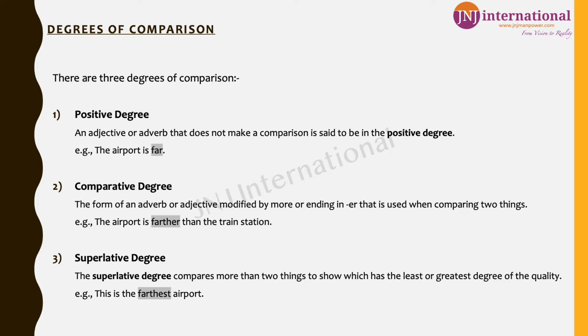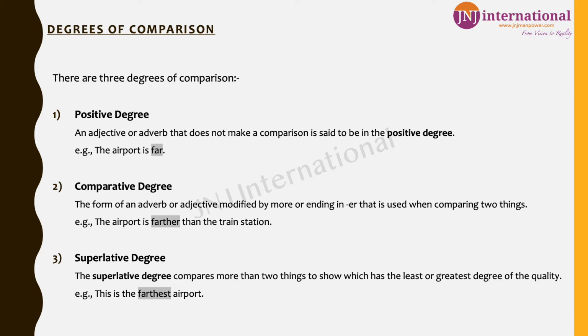The second one is comparative degree. It is a form of an adverb or adjective modified by the word more or the word ending in er, and is used when comparing two things. Example, the airport is farther than the train station.